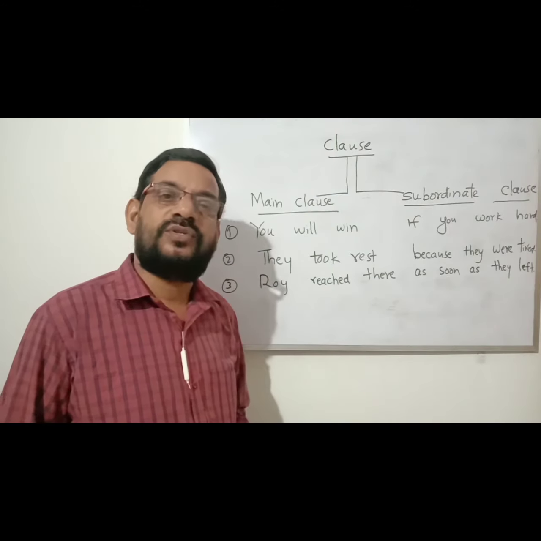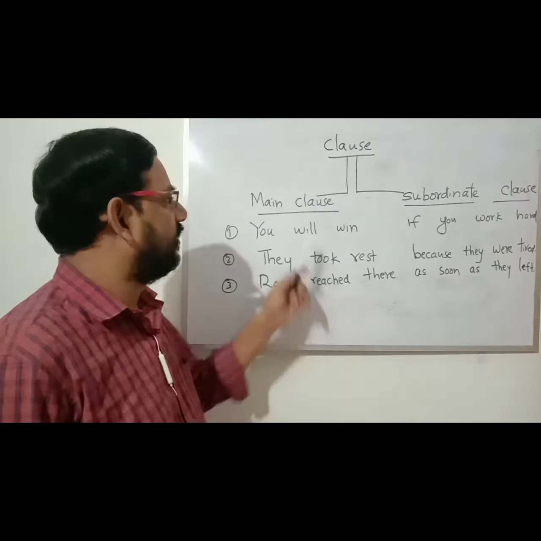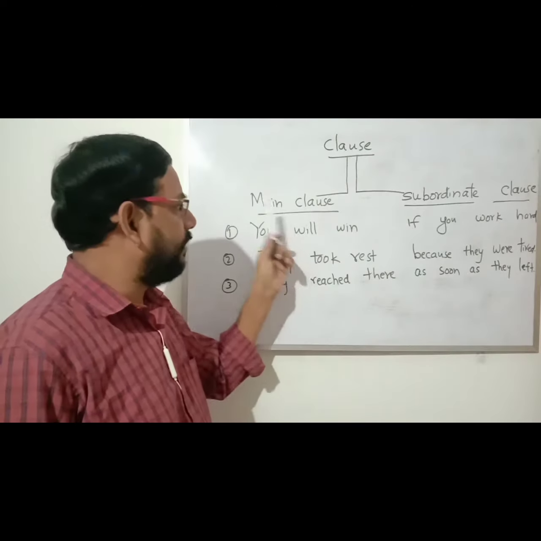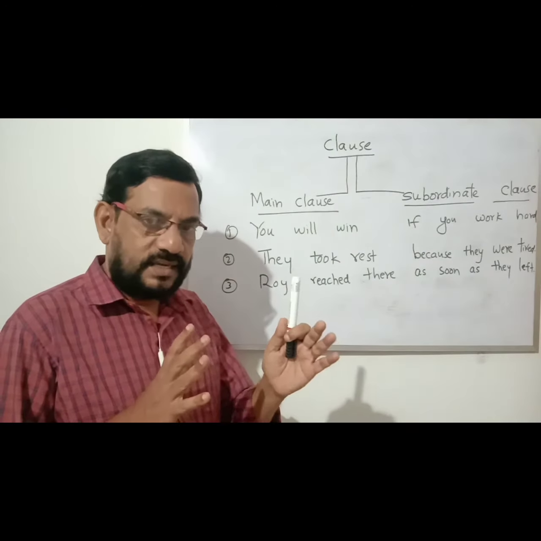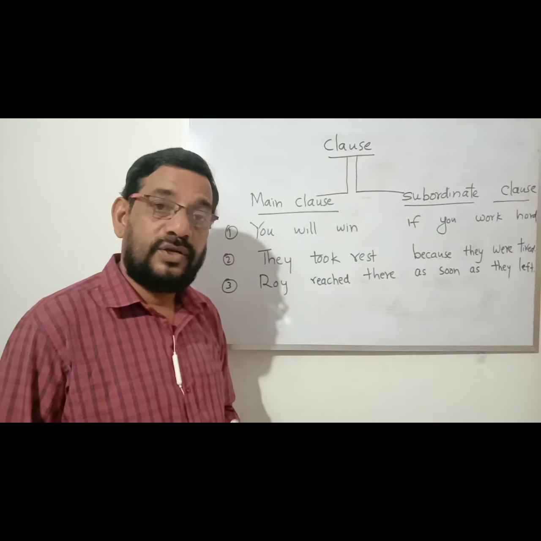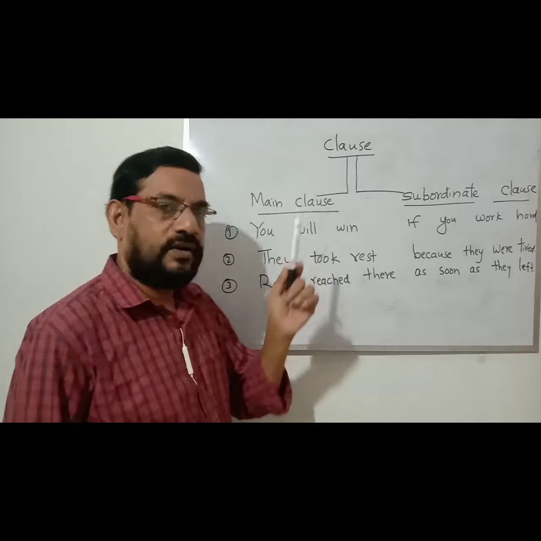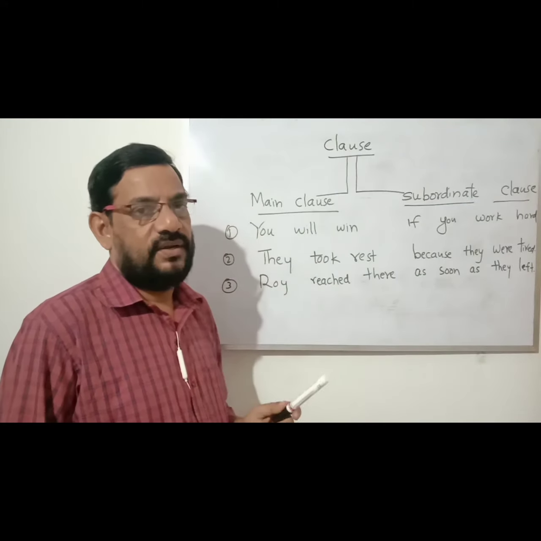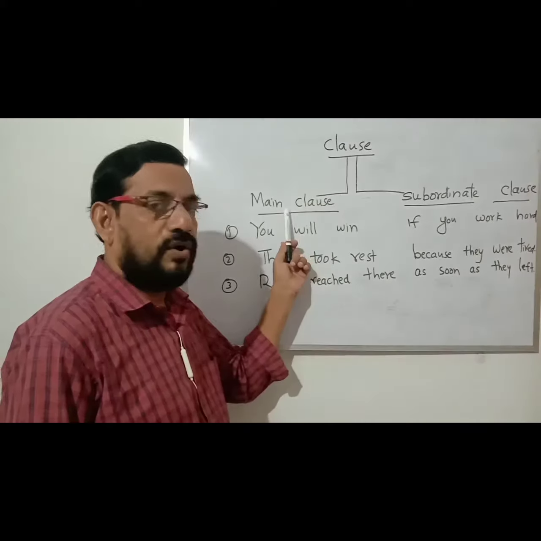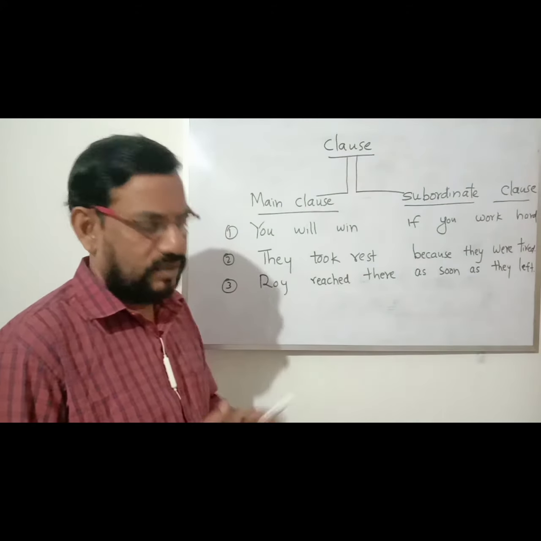Okay, now we are moving on to the types of clauses. How many types of clauses are there? There are two types of clauses: main clause and subordinate clause. Main clause means the meaning is complete. Subordinate clause means the meaning is not complete. So if we are getting a complete meaning from a clause, it is called a main clause. We can put a full stop at the end of a main clause because the meaning is complete.